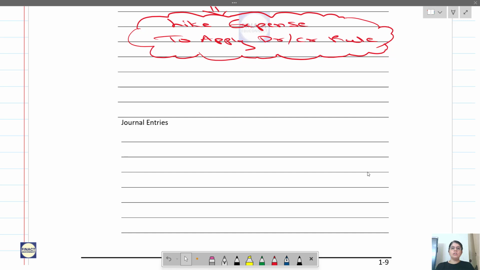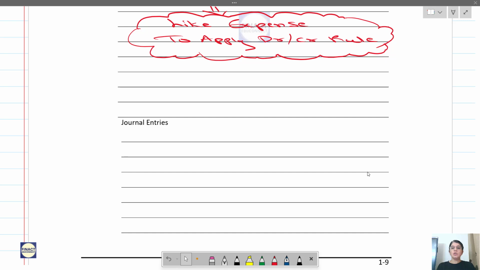Hello everyone. In the last session we learned about the transactions between a partnership firm and a partner. We saw that these are interest on capital, interest on drawings, loan from partner, loan to partner, interest on loan by partner, interest on loan to partner, then partner's salary, partner's commission, and rent payable to the partner.